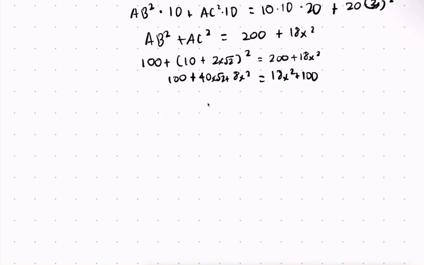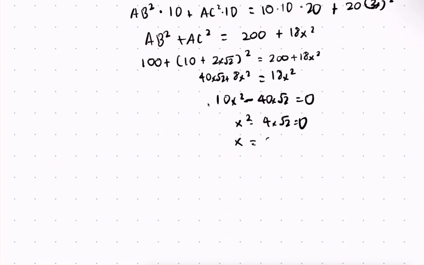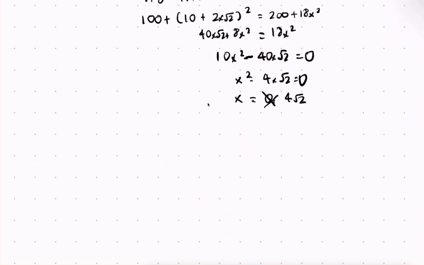And now we can have some fun. We can cancel out the hundreds on both sides. And then we can simplify this: 10x squared minus 40x root 2 is equal to 0. So x squared minus 4x root 2 is equal to 0. And x is equal to either 0 or 4 root 2. But x cannot be equal to 0, because then that just gives us a point in space. So x is equal to 4 root 2.